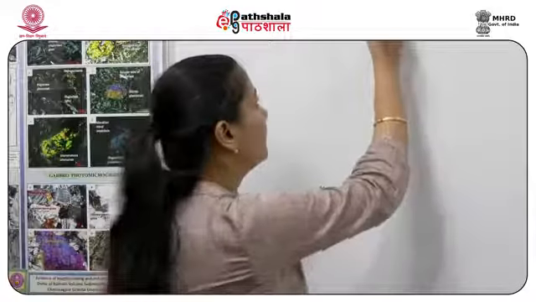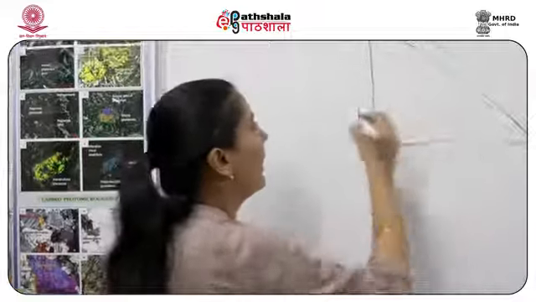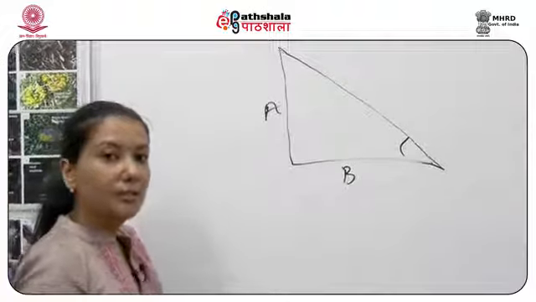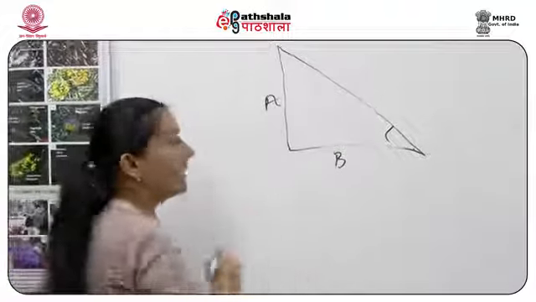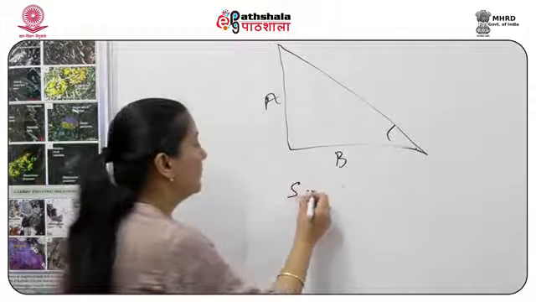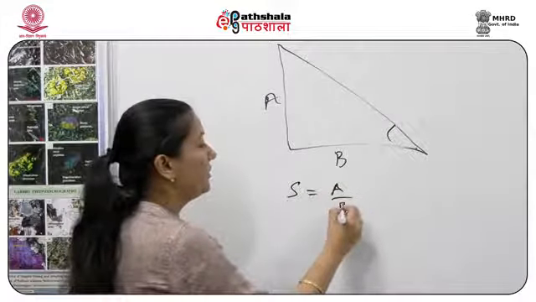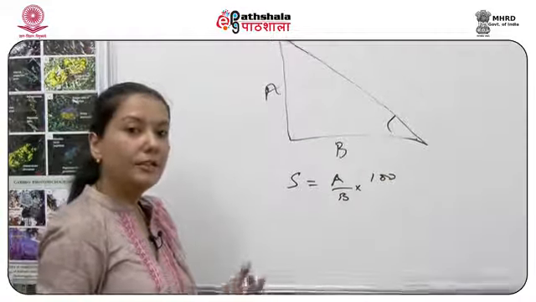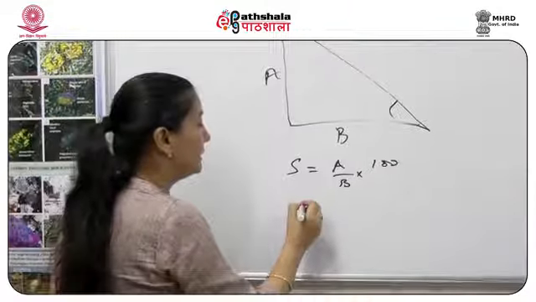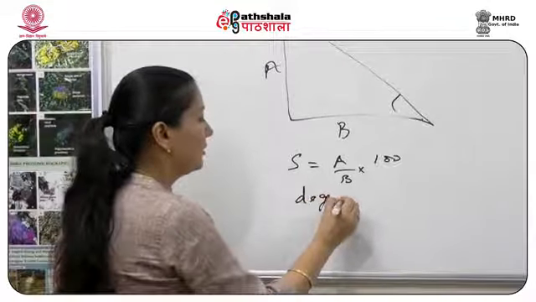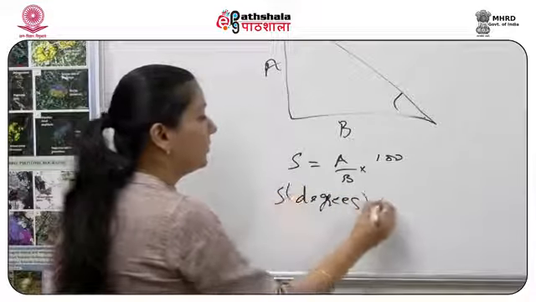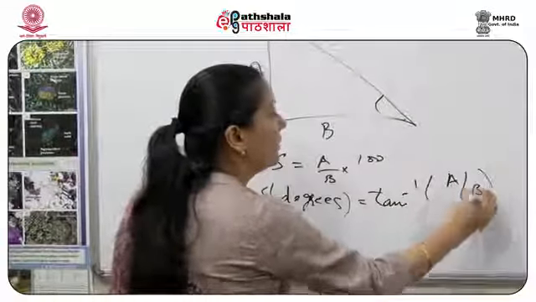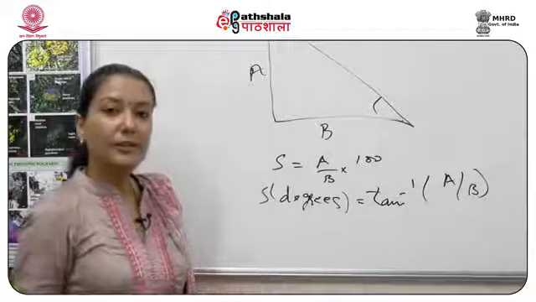If you look at a right angled triangle and you have this A and B and this is your angle, we can calculate slope in two ways. Your first way is calculating it as a percentage. So slope will be equal to A upon B into 100. That is your slope percentage. If you want the slope in degrees, the slope in degrees would be equal to tan inverse of A upon B. So these are two simple methods of calculating the slope.